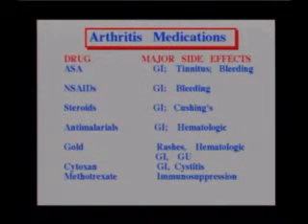Sometimes we use steroid injections into a particular joint. There's a limitation as to how many can be given, but sometimes that is really helpful for patients. Steroids can also cause GI disturbances, ulcers, and Cushing's syndrome. For a better description of Cushing's syndrome, look at the endocrine tape.